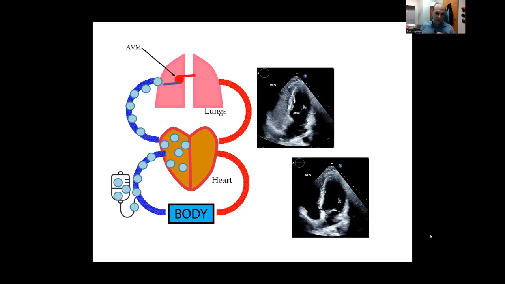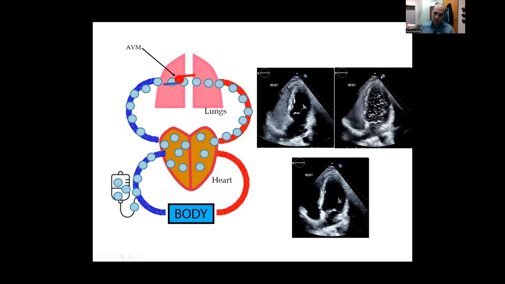Now, if we were to have a connection in the lungs here, I've drawn a little cartoon of a pulmonary AVM. Because we don't have that normal tapering and that normal latticework of blood vessels, we can have those bubbles go through those blood vessels. So those bubbles can transit through that AVM and travel back to the heart. And in that scenario, what we see on the echocardiogram is we start to see those bubbles show up on the other side of the heart. And in that scenario, we do have a pulmonary AVM.